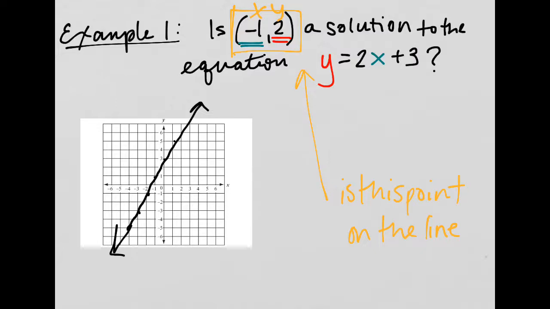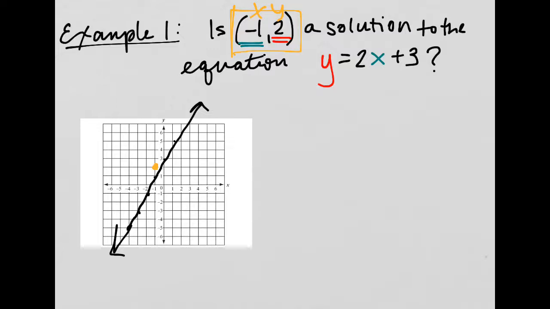So let's plot it. If you come to -1, so you come over to -1 and then go up 2, we're going to plot that point right here. Is that point on the line? Oh, no, it's not. So is this a solution to the equation? No. But you're not always going to have it graphed, so I'm going to show you both ways here.